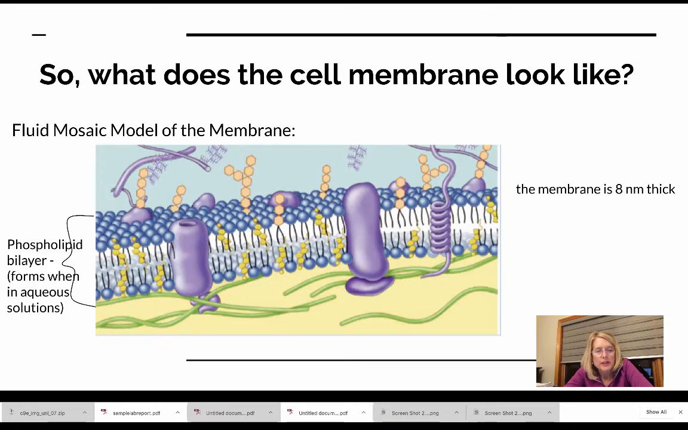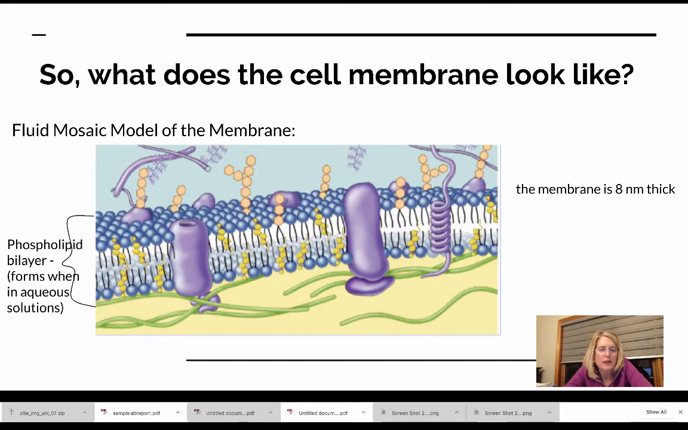And it's going to form spontaneously in aqueous solutions, getting those fatty acid hydrophobic tails away from the watery portions, orienting the polar heads towards them. The membrane is around 8 to 10 nanometers thick, so it's not a thick structure. But again, as we're going through this, remember structure, function. How does the structure reflect the function?